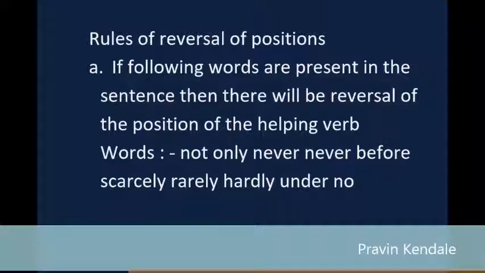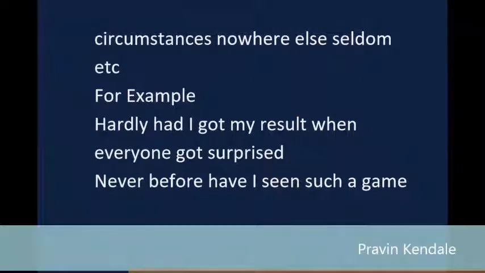For example, hardly had I got my result when everyone got surprised. Never before have I seen such a game. Under no circumstance will he accept your request.